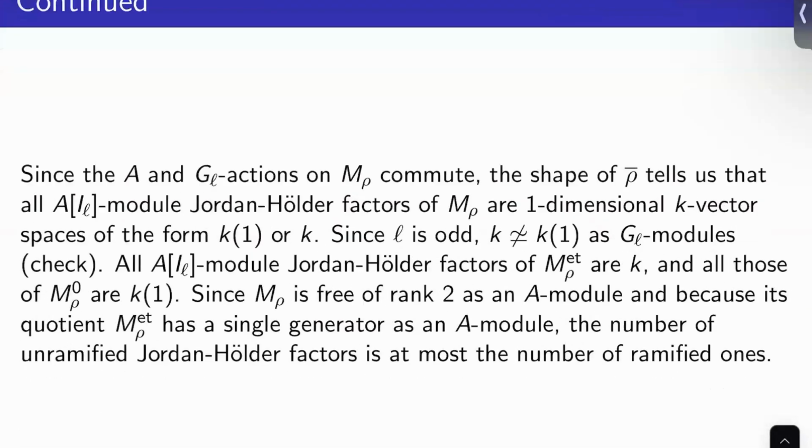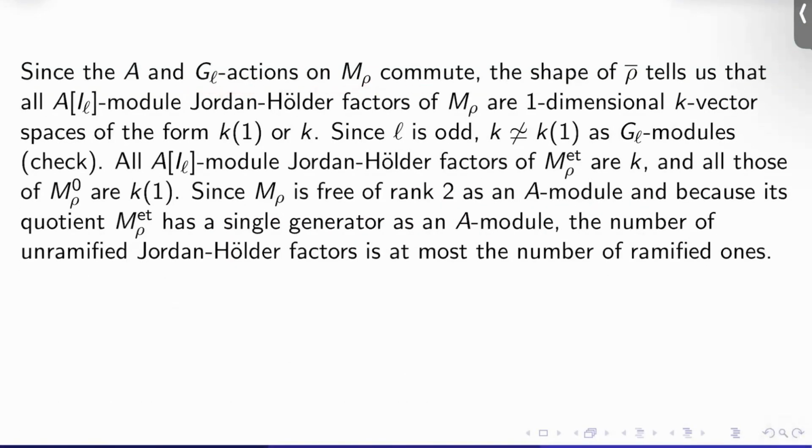Okay. So since the A and G_L actions on M_ρ commute, the shape of ρ-bar that we already know about tells us that all A-bar[I_L] module Jordan-Hölder factors of M_ρ are one-dimensional K vector spaces of the form K, the first Tate twist of K, or K. Since L is odd, K is certainly not isomorphic to K(1) as G_L modules. You can check that. There's nothing really to check, but all A[I_L] module Jordan-Hölder factors of M^et_ρ are just K, and those of M^0_ρ are just K(1).